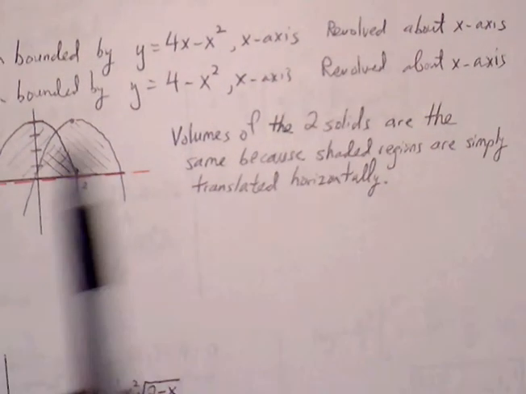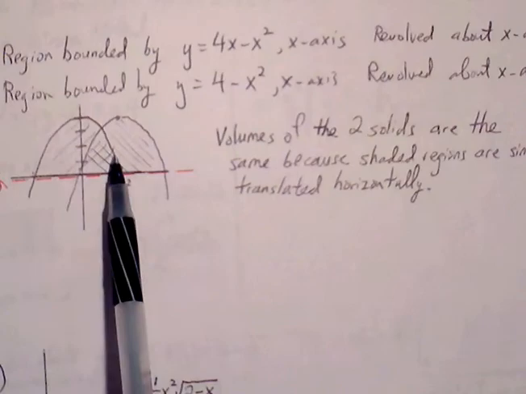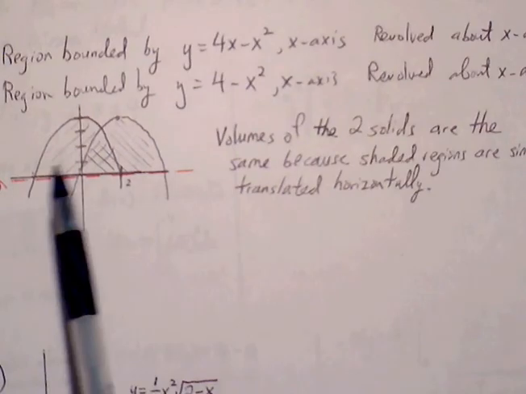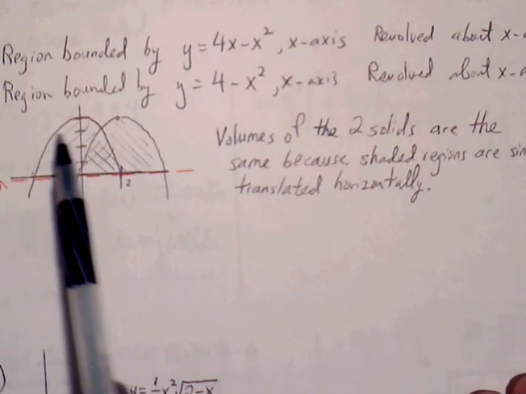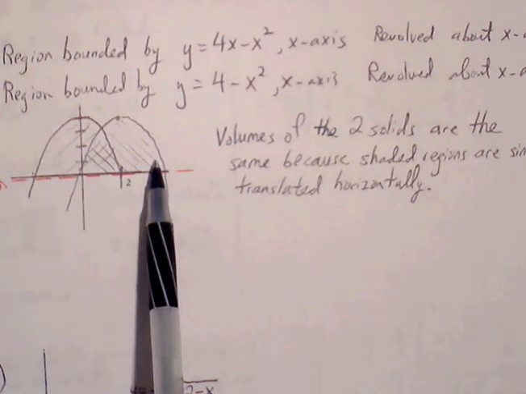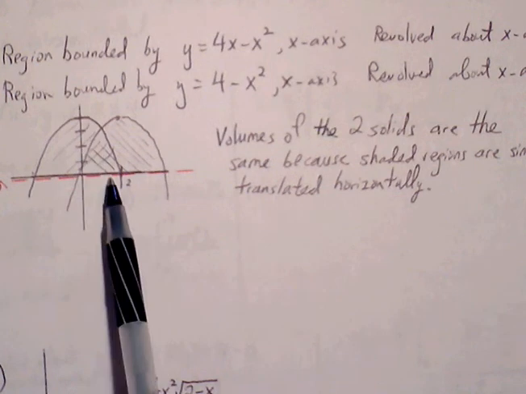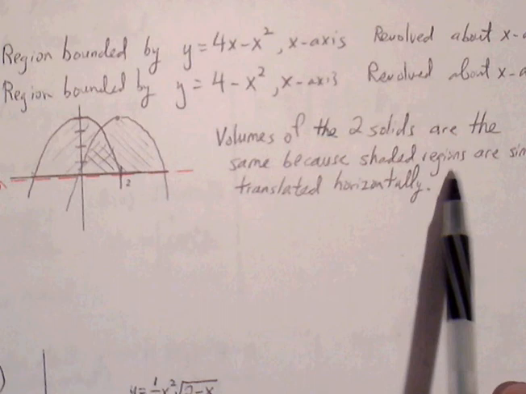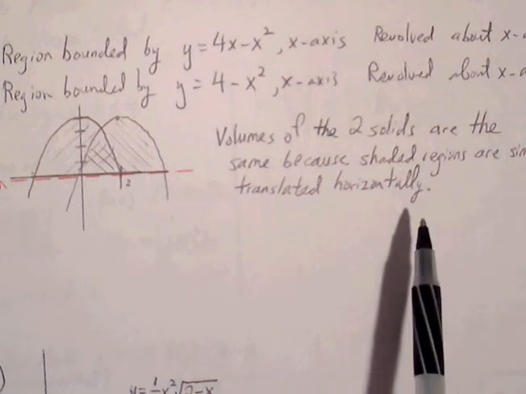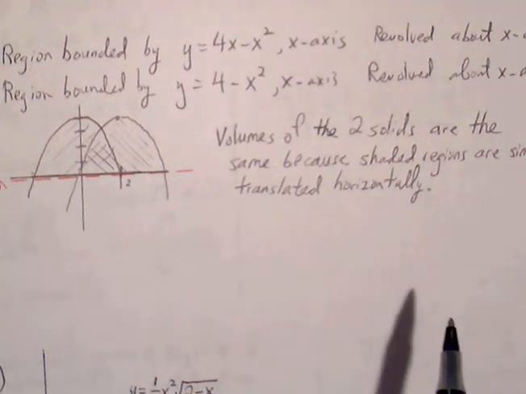Okay, so if we graph this, we see that this is basically the same graph. It's just going to be shifted over horizontally. So because the shaded region has the same area, if we're revolving it about the same line, the volumes of these two solids are going to be identical because the shaded regions are simply the same. They're just translated horizontally.